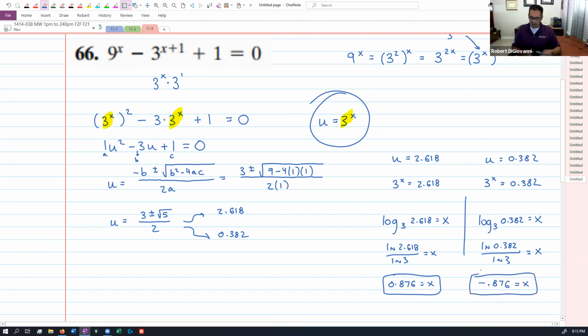Okay, now I'm just going to do this. I haven't done this on any of these. I'm going to check these answers. Okay, so I'm going to remind you, this is the original equation.